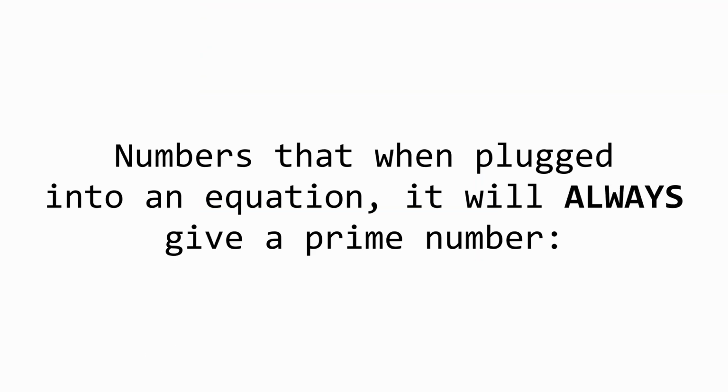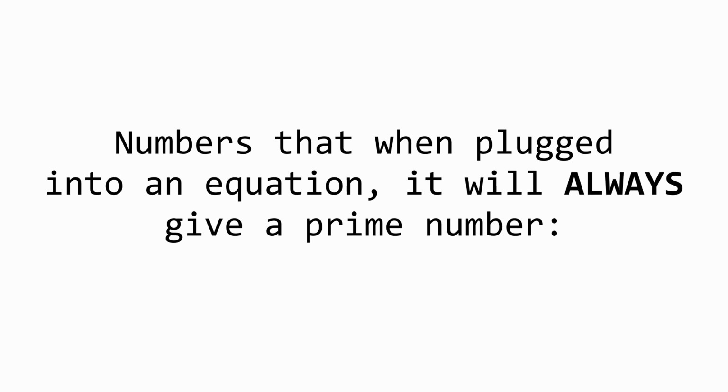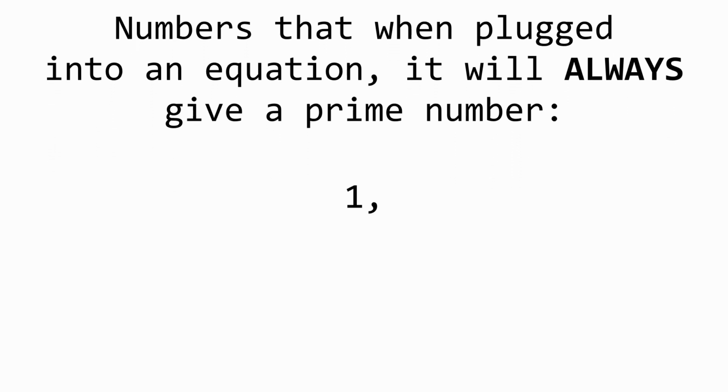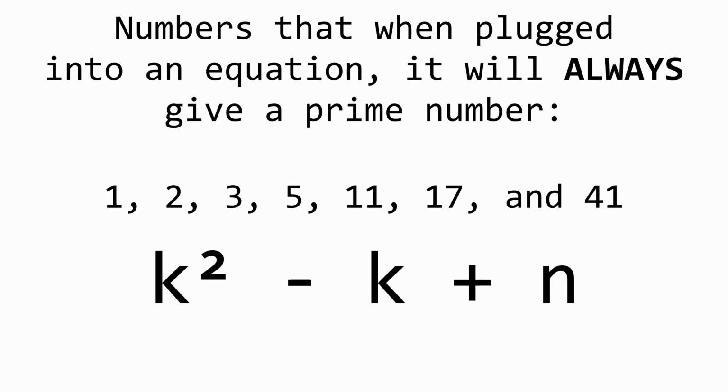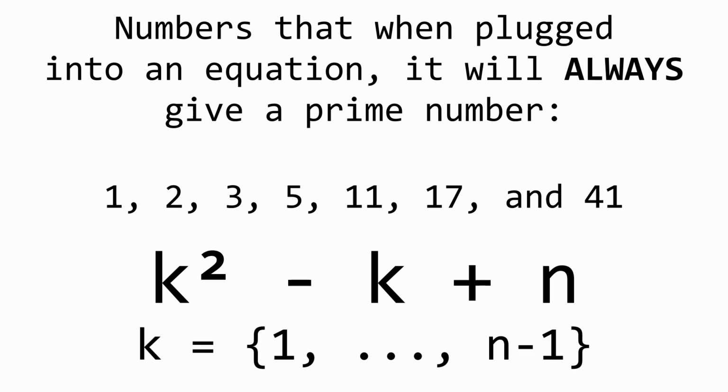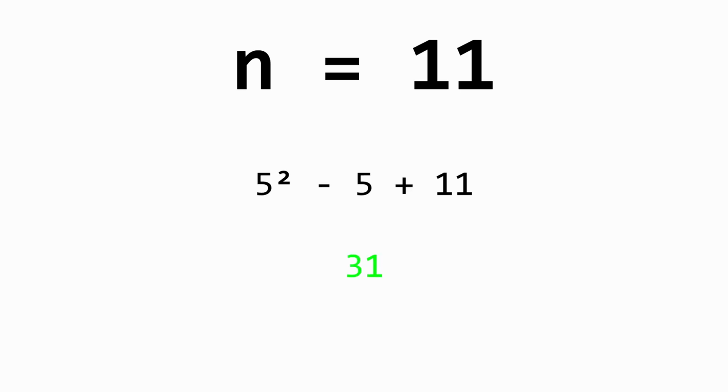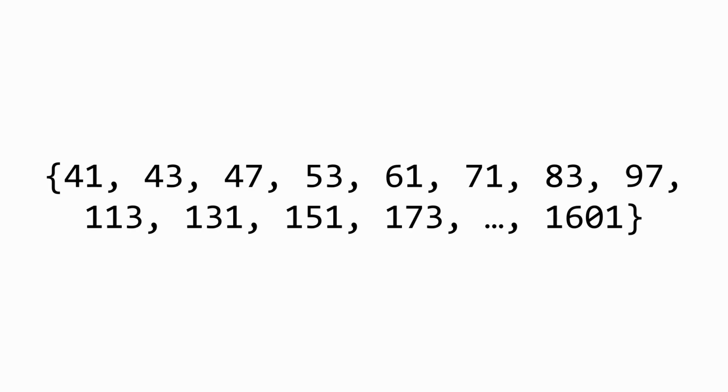Euler's lucky numbers are numbers that when plugged into a certain equation will cause the equation to always give a prime number. Only 7 of these numbers exist, and they are 1, 2, 3, 5, 11, 17, and 41. The aforementioned equation for these numbers is k squared minus k plus n, where n is the lucky number, and k is some number between 1 and n minus 1 inclusive. This means that we can't use any k value outside of 1 to 10 if we use n equals 11. If we use n equals 41, the largest of Euler's lucky numbers, the equation nets us these numbers, all of which are prime.